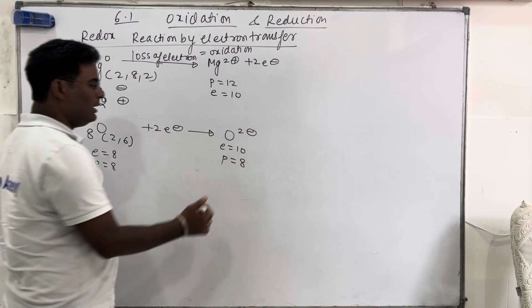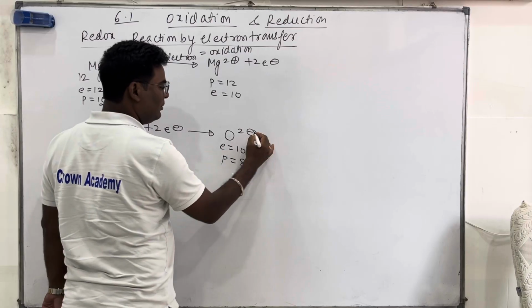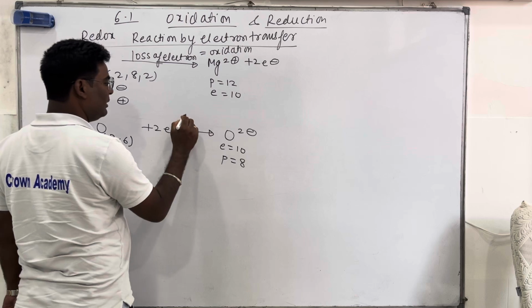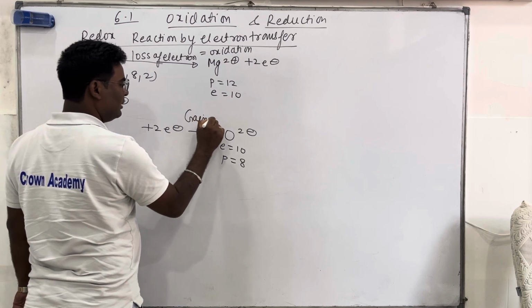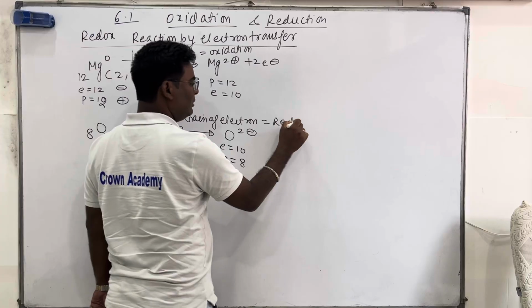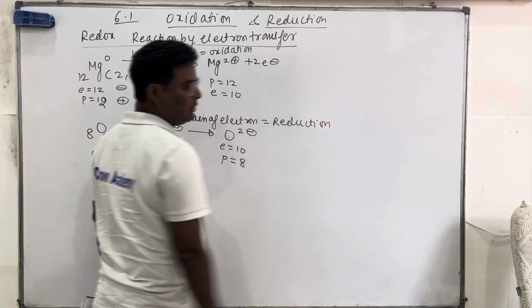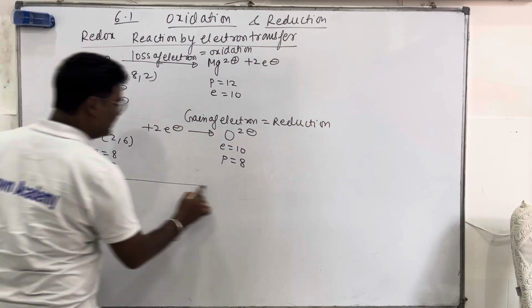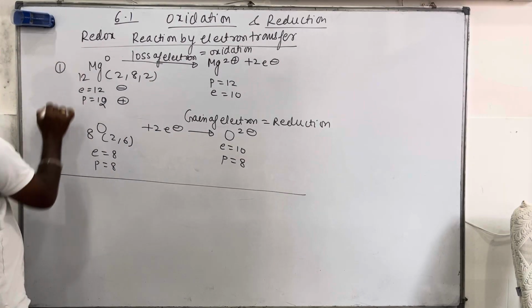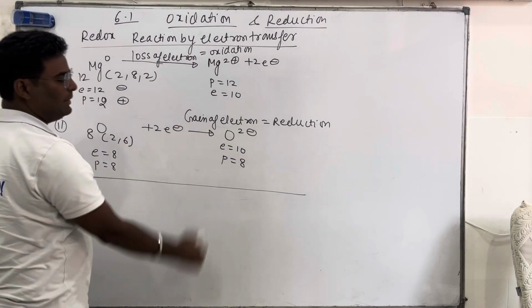So electron is more in number, so we have assigned 2 minus. Understood? So this is called gain of electron. Gain of electron is called reduction. Understood? So now we'll add both reactions. In the first, oxidation is happening and in the second, reduction is happening.